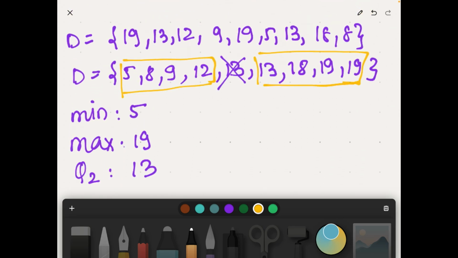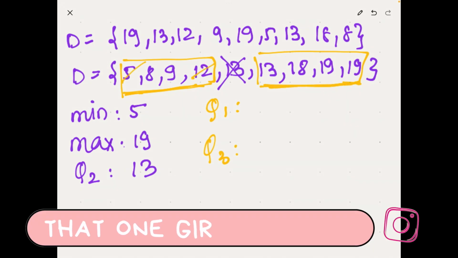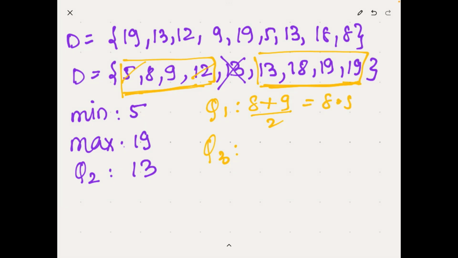So we have to find Q1. Q1 is going to be the median of the lower data set and Q3 is going to be the median of the higher data set. So here we have 8 plus 9 by 2, which gives us 8.5. So quartile 1 is 8.5 and quartile 3 is going to be 18.5.